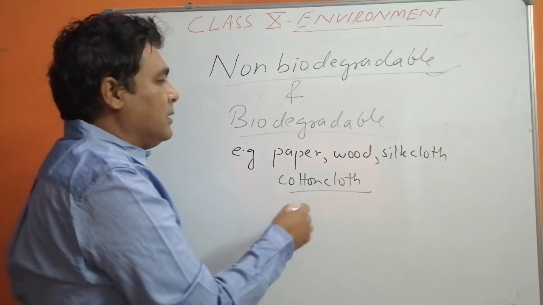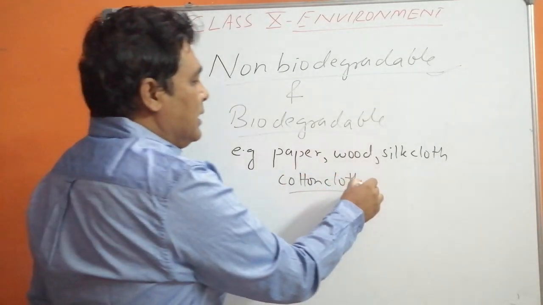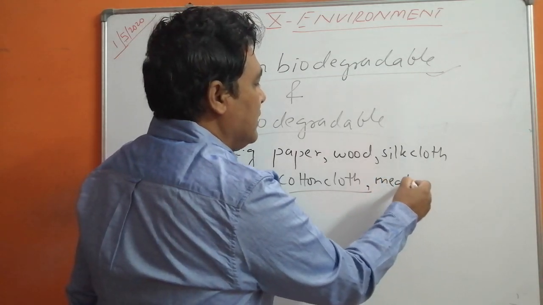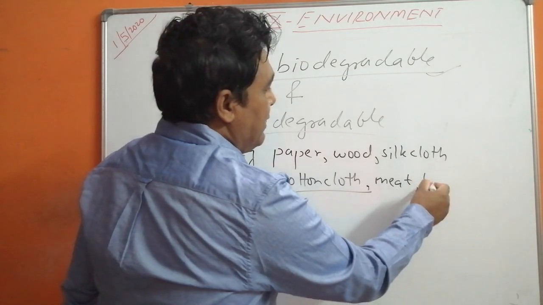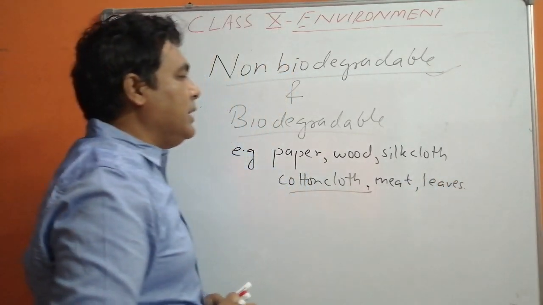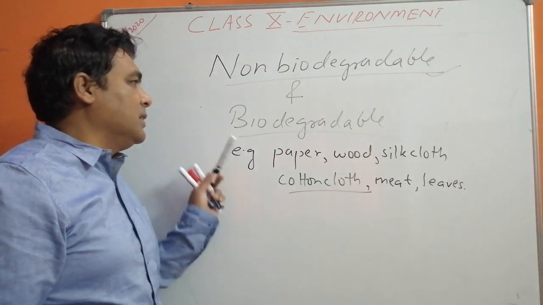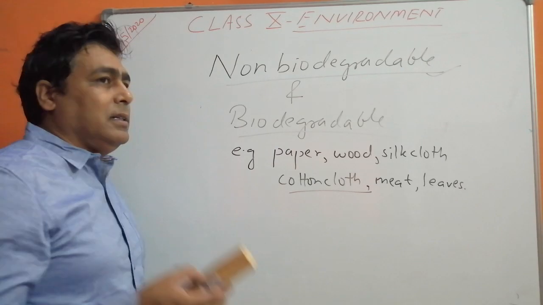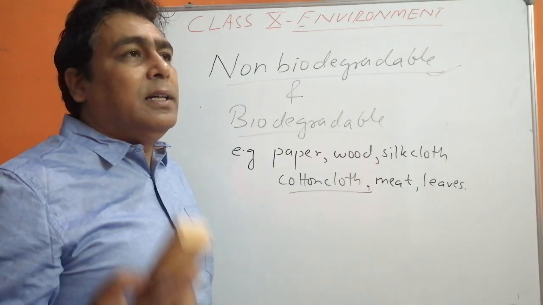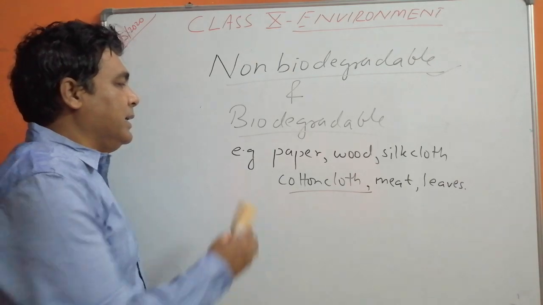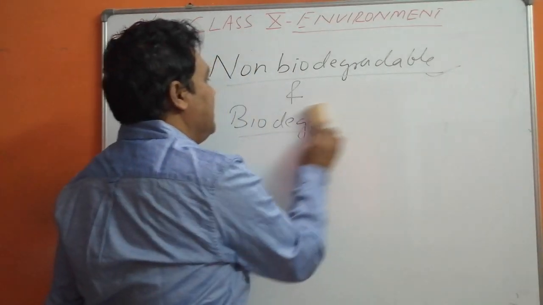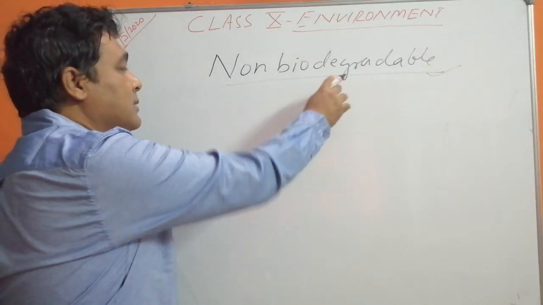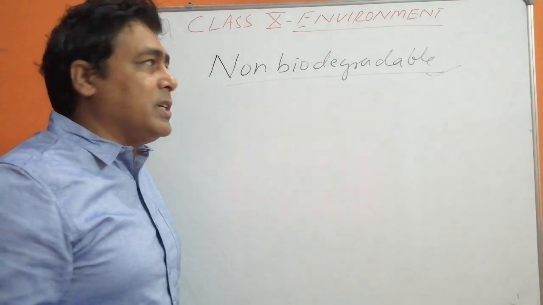Now these are all examples of biodegradable substances, such as meat and the leaves of a tree. So whatever is made by nature comes under biodegradable. Bacteria, earthworms, and some beetles help in their degradation. You are going to study their process more in your higher classes. Now we come to the non-biodegradable, which is the cause of the greater pollution we are facing.